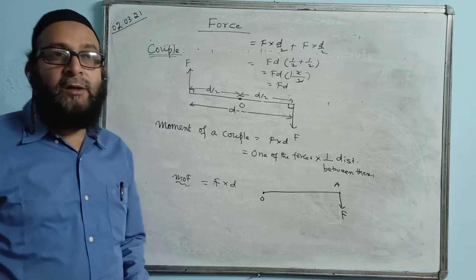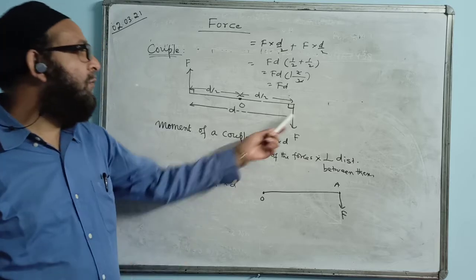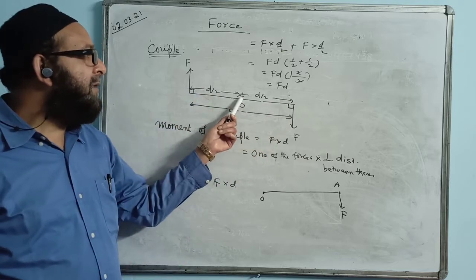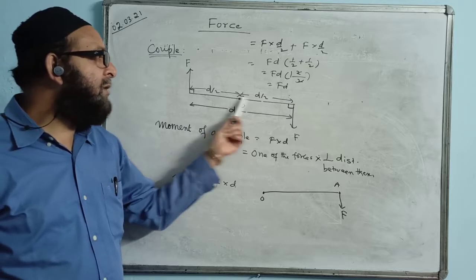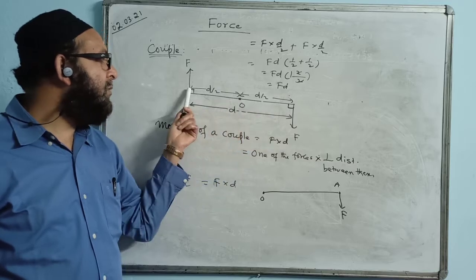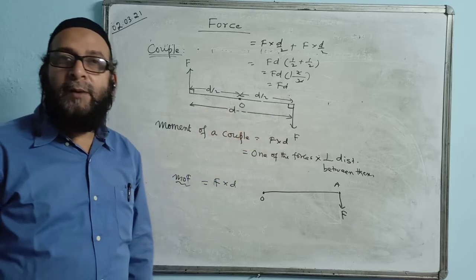So when you want to turn a body about the midpoint, there we go for a couple. Here is a pivoted point at the middle, exactly midway. We are going for maximum distance on both the sides. This side also maximum distance, this side also maximum distance. What is the example of a couple?